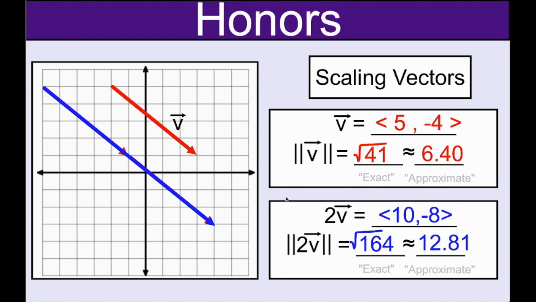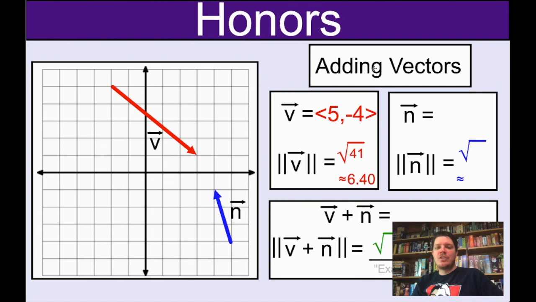Now let's move on to the new stuff. So we're going to have two vectors here. I'm going to add two vectors together. We've already found all of the information for vector v. It's right here. Here's vector v. And now we're going to have a new vector. I'm going to call it vector n. So let's find the components for vector n.